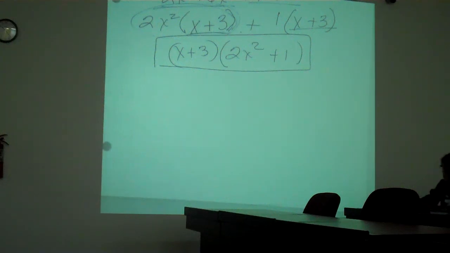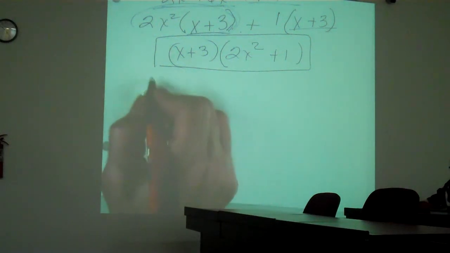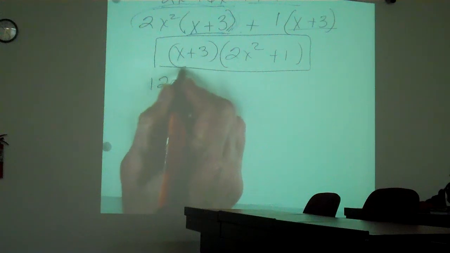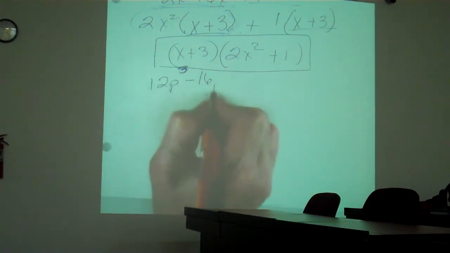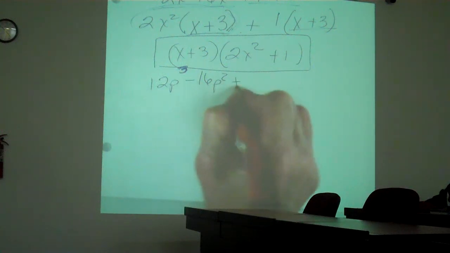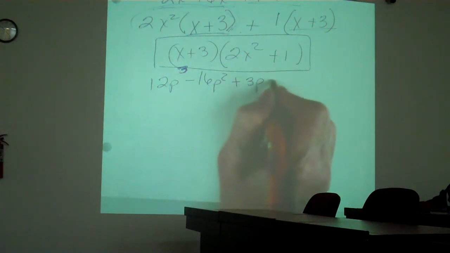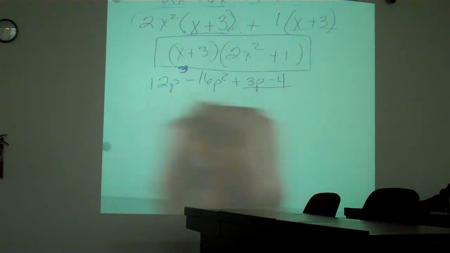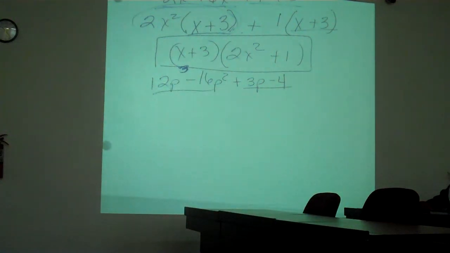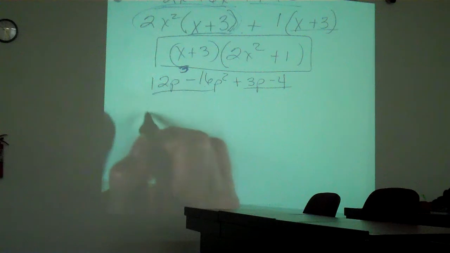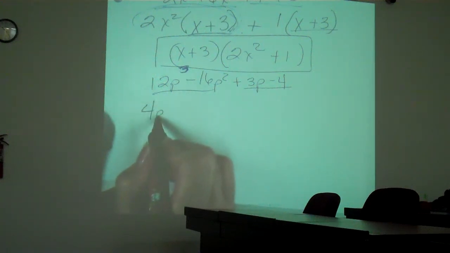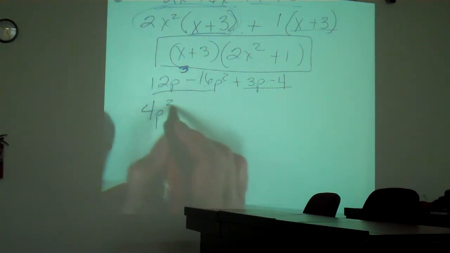Okay, let's do 12p to the third power minus 16p squared plus 3p minus 4. Grouping them, first two and second two. What do the first two have in common? The greatest thing they have in common? 4 and p squared, at least 2, right?